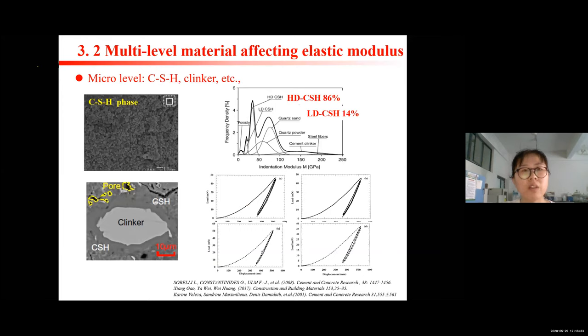The first level is the micro level. The cement paste contains CH, unhydrated cement grains and pores at the micro level. The CSH is the main hydration product. Due to the differences in density, it can be divided into HDCSH and LDCSH. In the calculation of the elastic modulus of CSH, the HDCSH is regarded as the main phase and treated as the matrix, while the LDCSH is regarded as inclusions. For the calculation of the elastic modulus of cement paste, unhydrated cement grains and pores are considered as inclusions embedded in the CSH matrix.